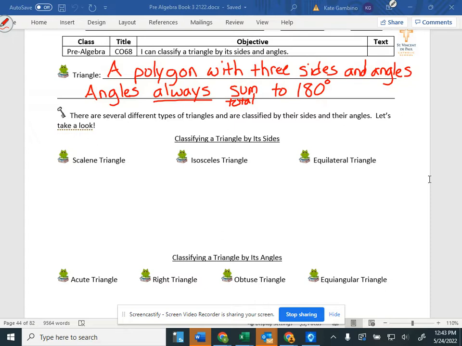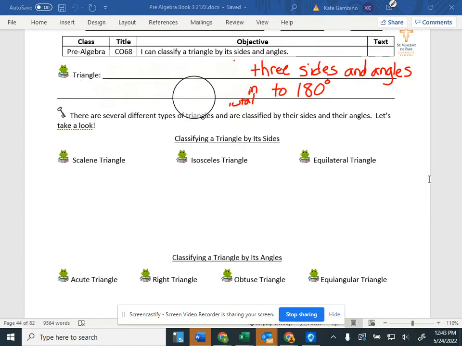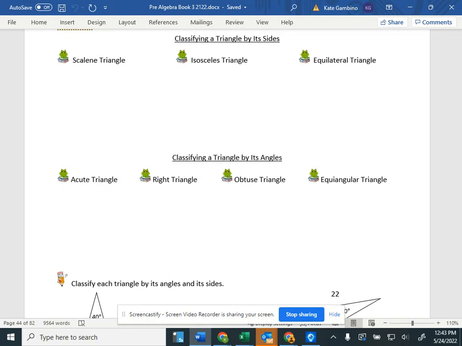So classifying a triangle by its sides. On the test, if you get a question asking, tell me the 3 triangles classified by sides, I don't want to see obtuse triangle. That's not talking about sides. We want the ones that are talking about their sides.